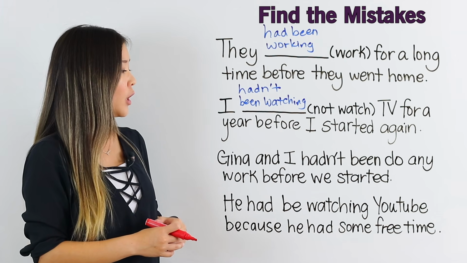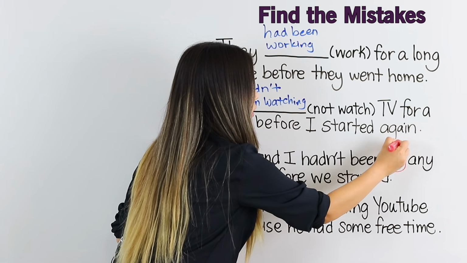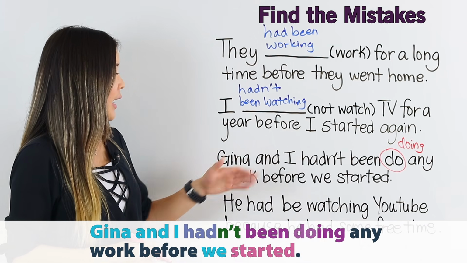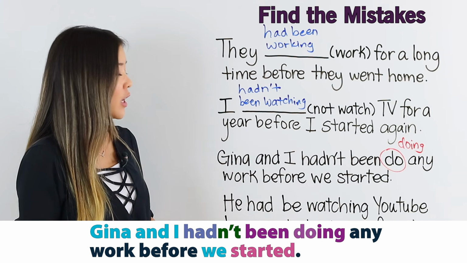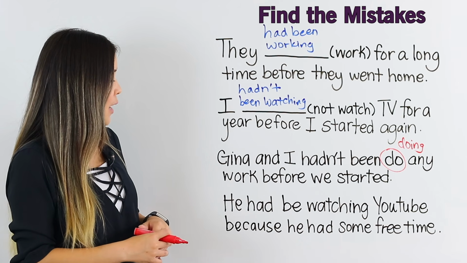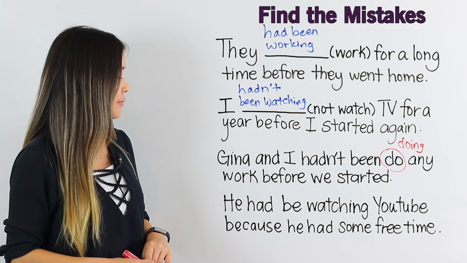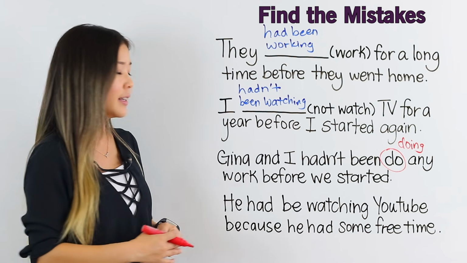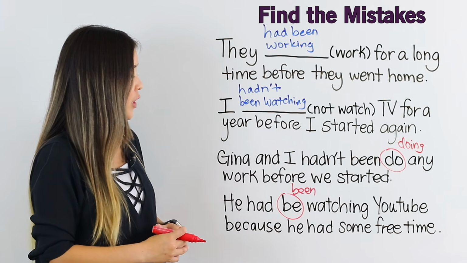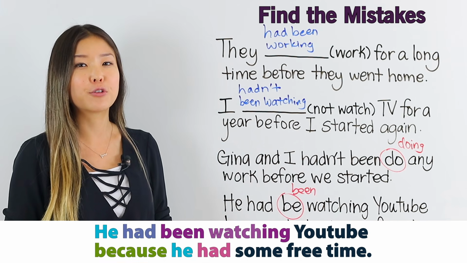What's the error? You'll notice that the verb does not have an ing. To make this sentence correct, we must say, Gina and I hadn't been doing any work before we started. Now, find the mistake here. "He had be watching YouTube because he had some free time." He had, that's correct, but we need to change be to been. And watching is correct. So, he had been watching YouTube because he had some free time.